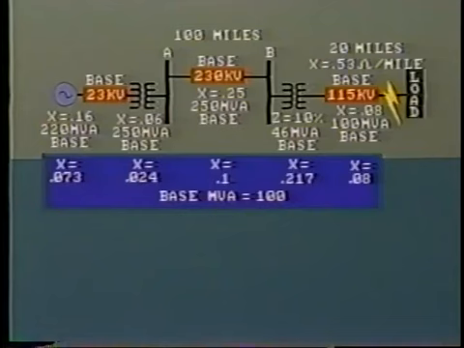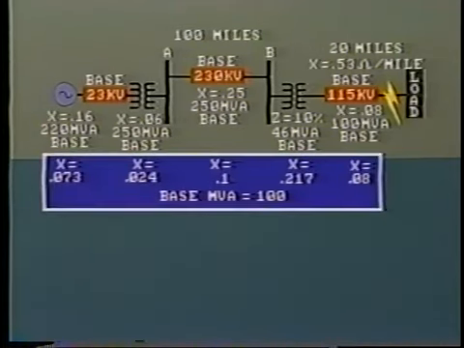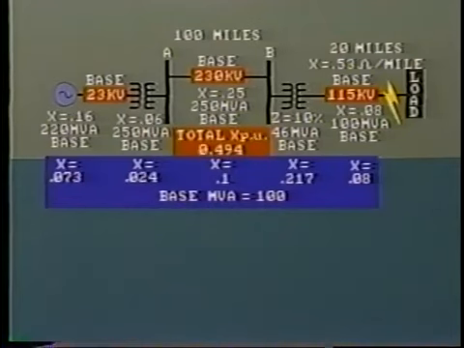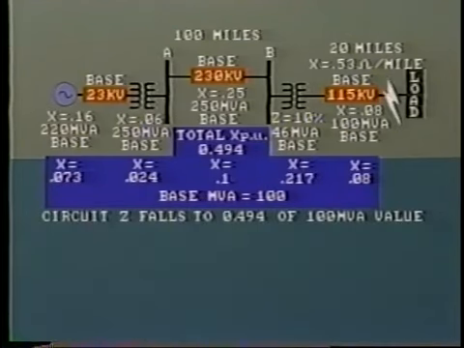So, what do we do now with all of these 100 MVA base values of reactance? Well, as the fault is at the end of the line, summating gives us a total per unit reactance to the fault of 0.494. And remember, this is calculated on a base of 100 MVA. This means that when a fault occurs on the end of the line, the circuit impedance will fall to 0.494 of its value at 100 MVA load.